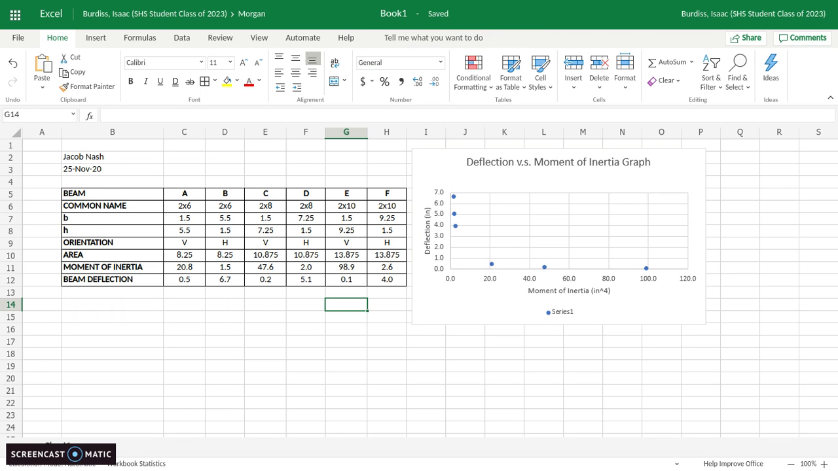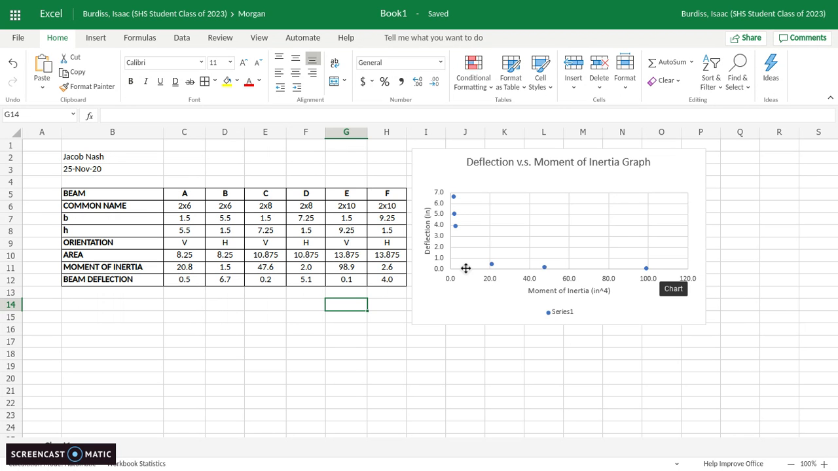Now, it said, what is the relationship between the moment of inertia and beam deflection? As the inertia increases, the beam deflection decreases. See? When the inertia was low, the deflection was high. But when the inertia is high, the deflection is low.